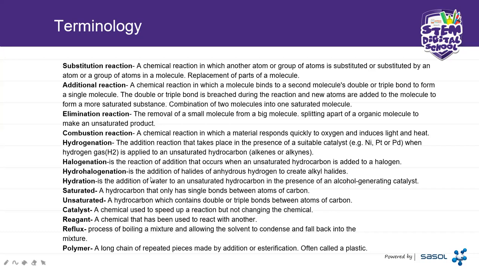Hydrohalogenation. Okay. So this is an addition of halides. Don't get confused, grade 12s, when you see halogenation and hydrohalogenation. That one is where we work with hydrocarbons added to a halogen. But now hydrohalogenation is the addition of halides or anhydrous halogens to create alkyl halides. Okay. So make sure you take note.